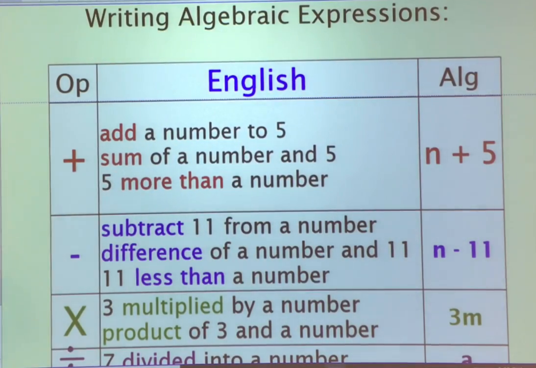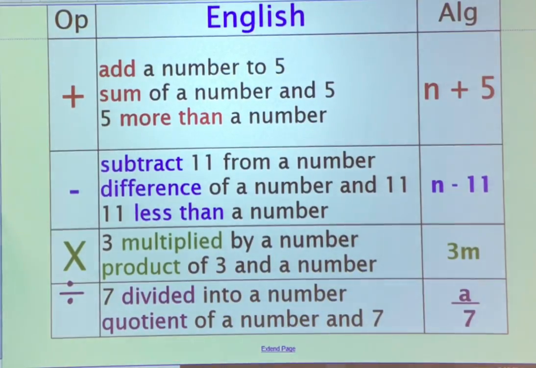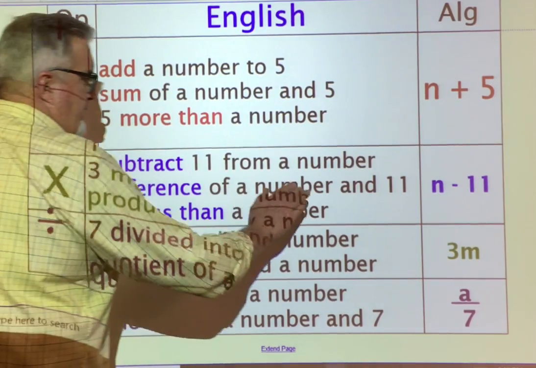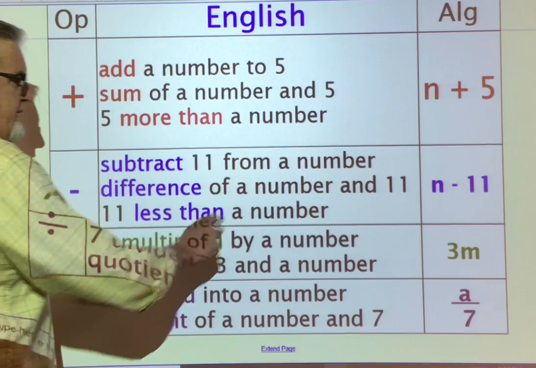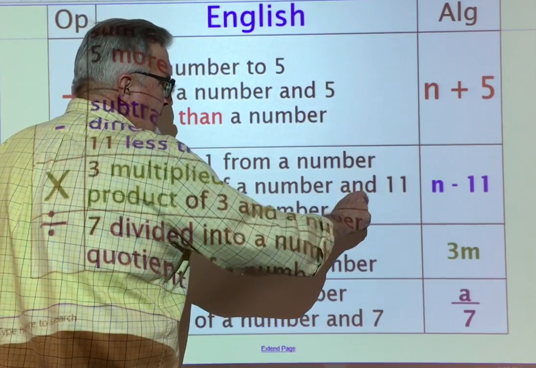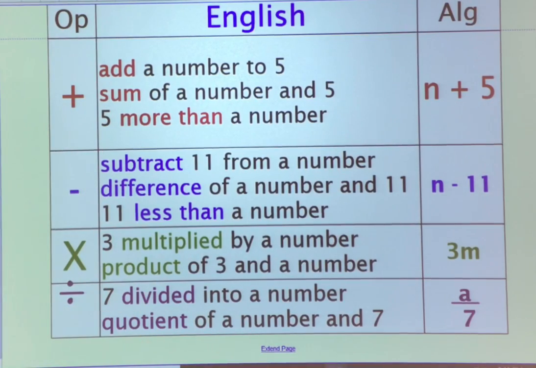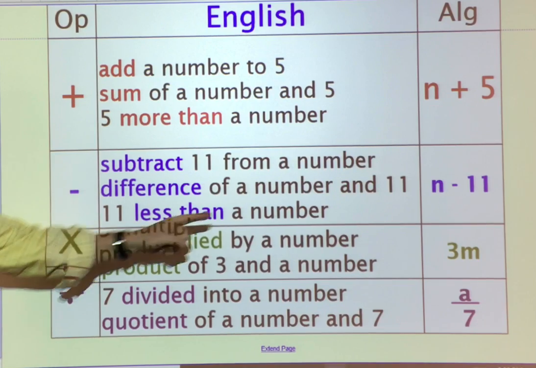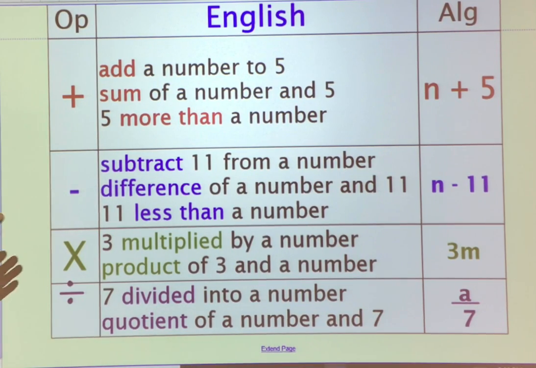On the subtraction, words that you're going to be looking for are subtract and the difference of. Again, when they say the difference of a number and 11, it's got to be in that order. It has to be the unknown number or the variable minus 11, not the other way around. And 11 less than, well, less than what? Less than a number. So again, that's n minus 11.